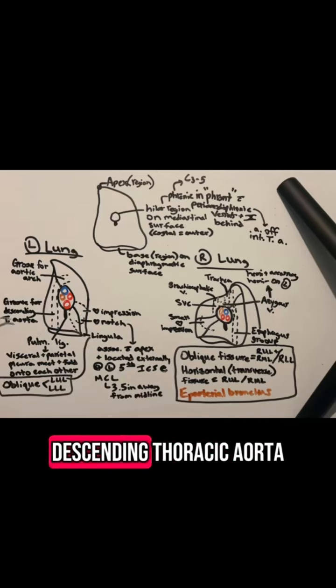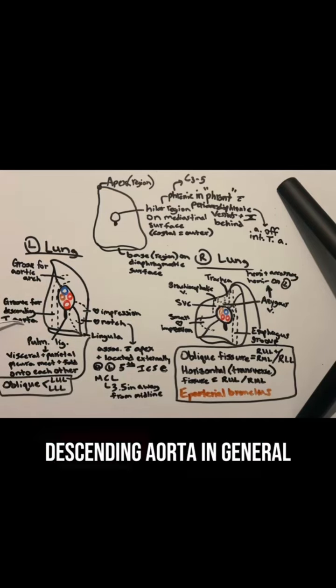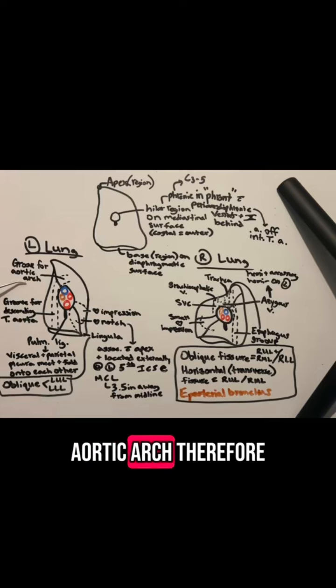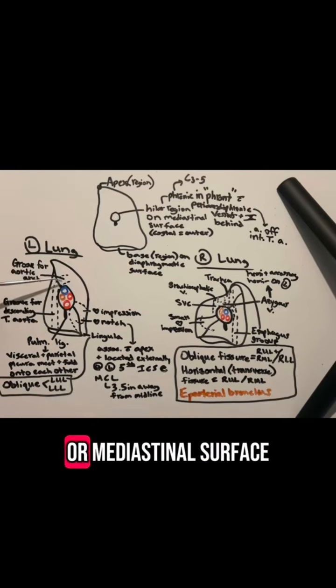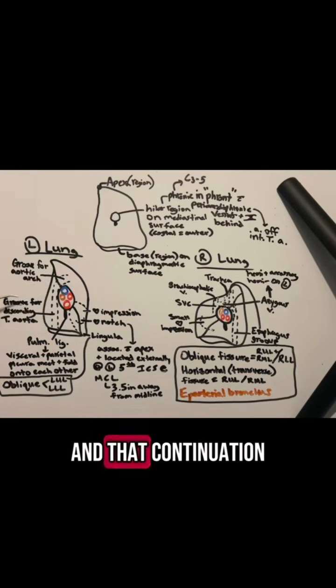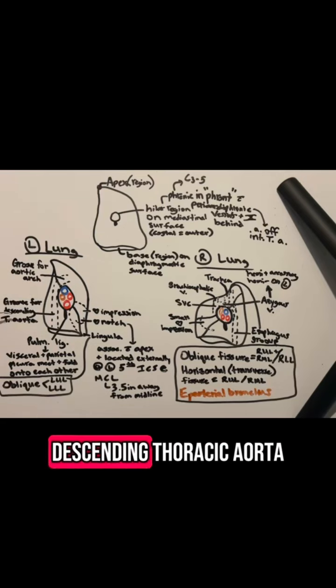Now, before the descending thoracic aorta, or before the descending aorta in general, we have the aortic arch. Therefore, the left lung is going to have a groove for the aortic arch on the superior aspect of the hilar region, or mediastinal surface. And the continuation of the groove for the aortic arch is going to give us the groove for the descending thoracic aorta.